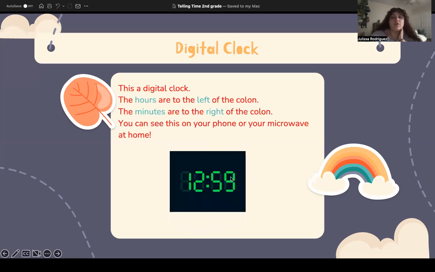Okay, now we're going to move on to digital clocks. This down here is an example of a digital clock. The hours are to the left and the minutes are to the right. You can see a digital clock on your cell phone or your microwave or the clock in your mom or dad's car.